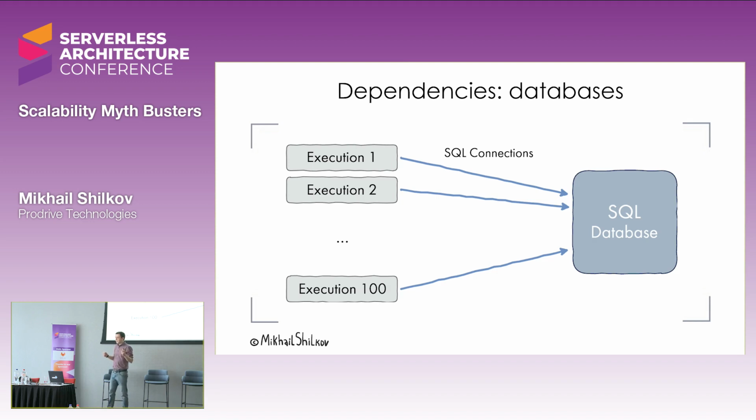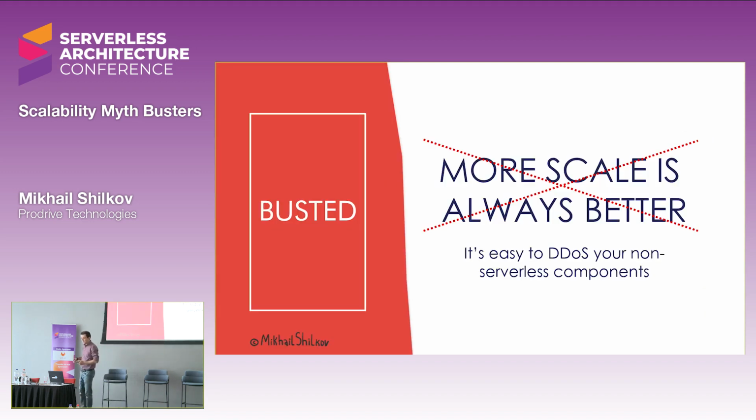So my answer to the question of whether more scale is always better: it's not always true. If you are using some dependencies which are not serverless and dynamically scalable, you probably at some point want to limit the scalability in order to limit the impact on your infrastructure, and don't shoot yourself in the foot.